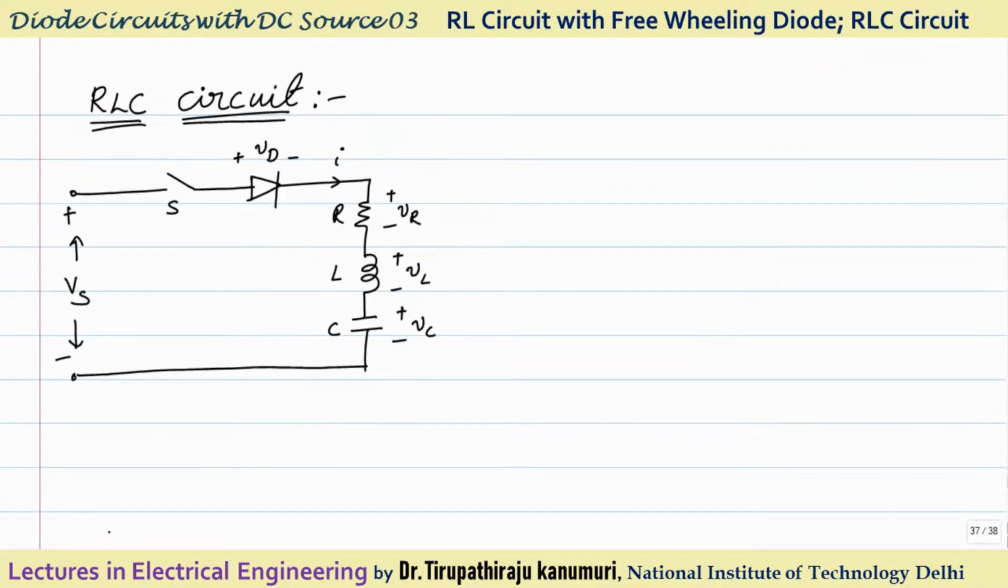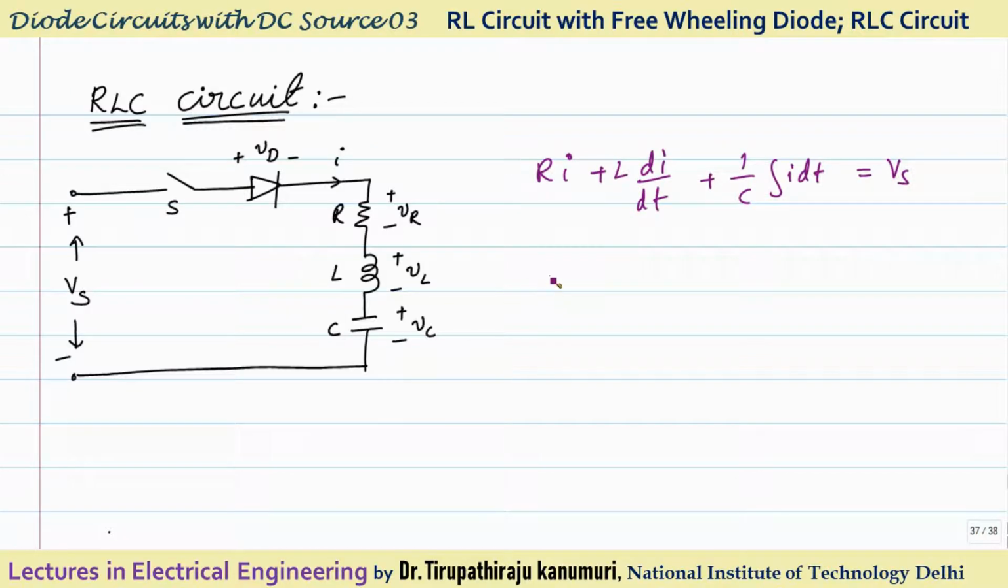So now let us go to the RLC circuit. I am taking the case again: a switch, a diode, and an RLC, 3 devices connected in series. Again I am taking 0 initial conditions. In that case I can write the equation for KVL. This will become equal to Ri plus L into di by dt plus 1 by C into the integration of i dt. This will be equal to Vs.